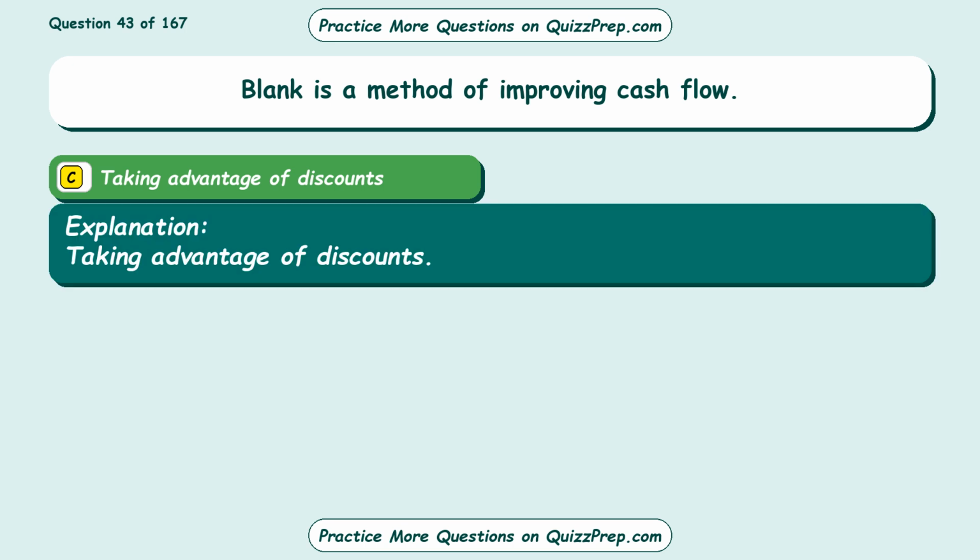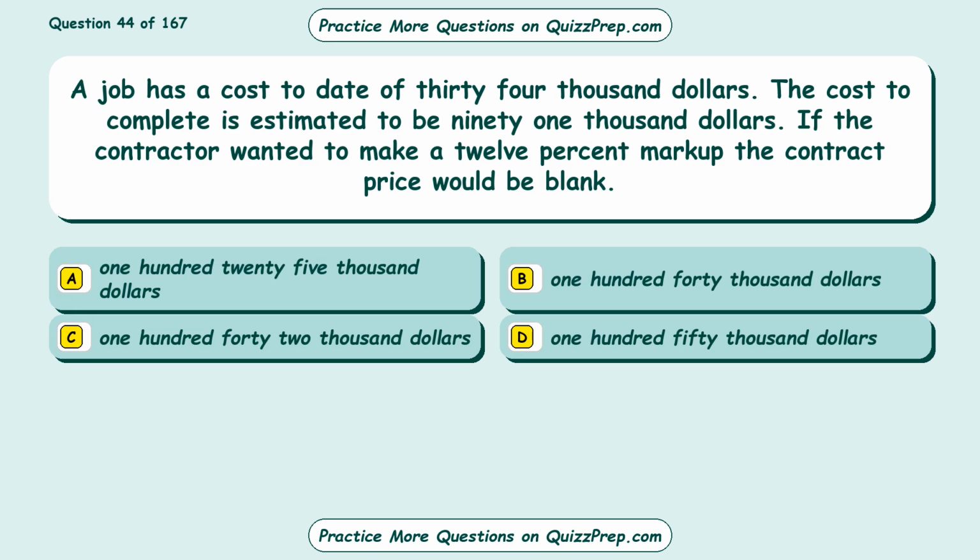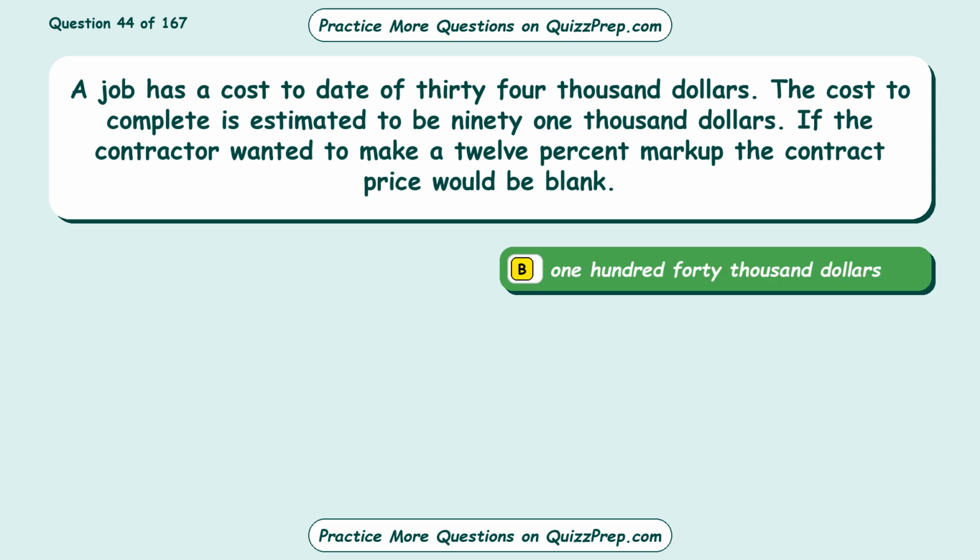Question 44. A job has a cost to date of $34,000. The cost to complete is estimated to be $91,000. If the contractor wanted to make a 12% markup, the contract price would be blank. Option A, $125,000. Option B, $140,000. Option C, $142,000. Option D, $150,000. The correct answer is option B, $140,000.